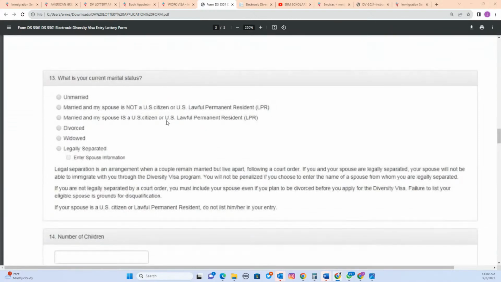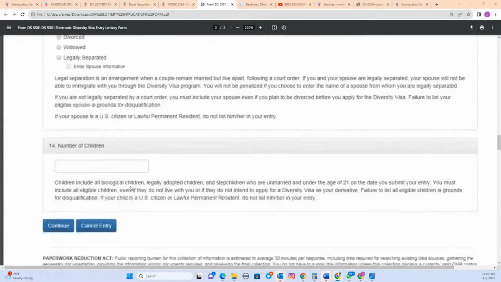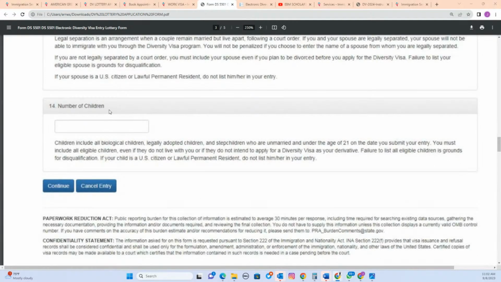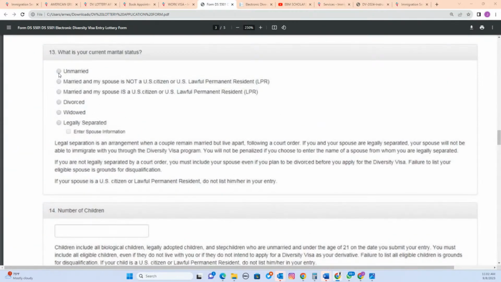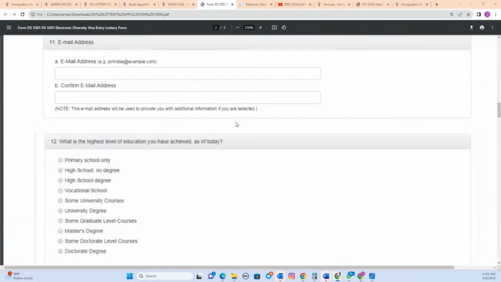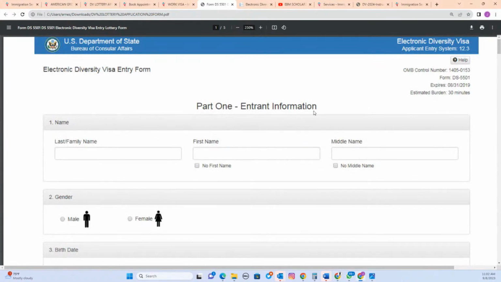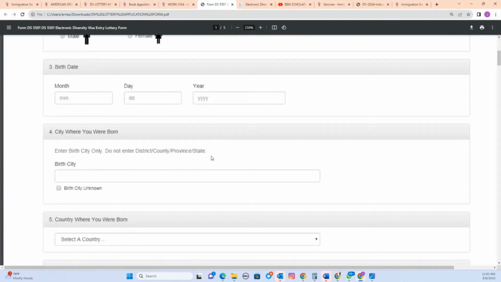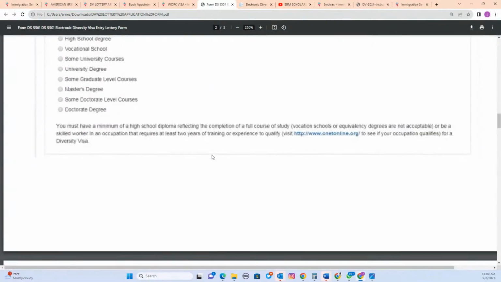Then, this is the crucial part: marital status and number of children. If you put unmarried and 0 children, you will click continue and it will tell you to review the information and submit. But if you say you are unmarried and you have 1 child, it will open the second page. That means it will come to part 2. Remember I said this form has 2 parts, but part 1 is the main applicant information. Part 2 is only if you have a derivative, a dependent, either you have a child or you are married.